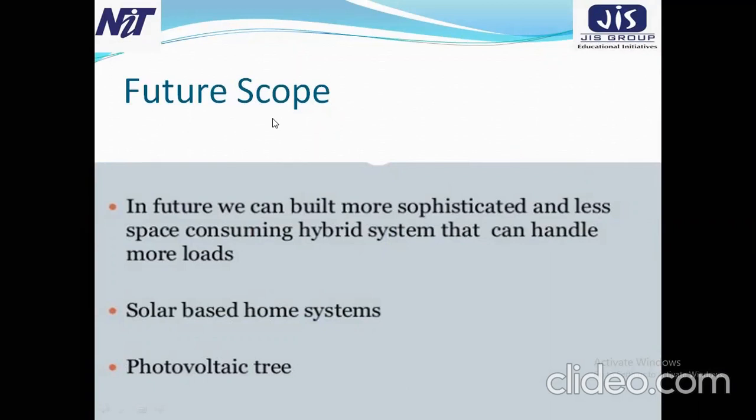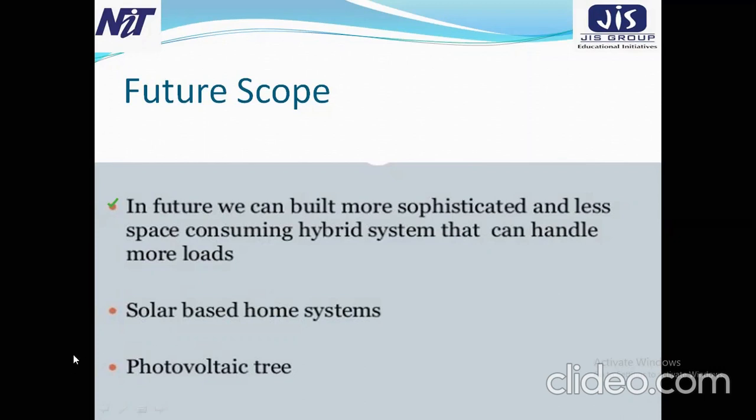Let me talk about the future scope. If you think about the future scopes, in future we can build more sophisticated and less space consuming hybrid systems that can handle more loads. Yes, this is the future scope, and already the scientists and engineers are working on it. They're doing research on a regular basis for the modernization of the system.